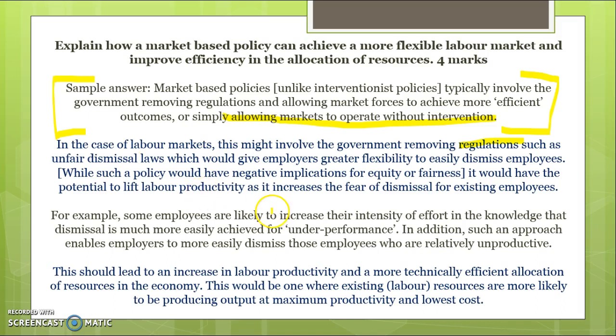For example, some employers are likely to increase their intensity or effort in the knowledge that dismissal is much more easily achieved for underperformance. In addition, such an approach enables employers to more easily dismiss those employees who are relatively unproductive. This should lead to an increase in labour productivity and a more technically efficient allocation of resources in the economy, because our existing labour resources are more likely to be producing output at maximum productivity and lowest costs.